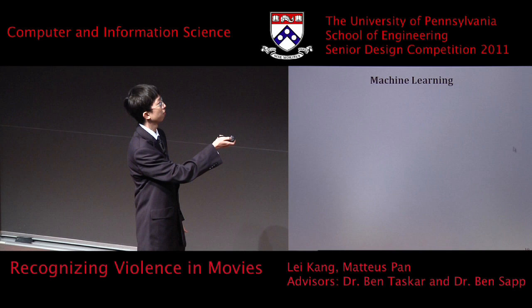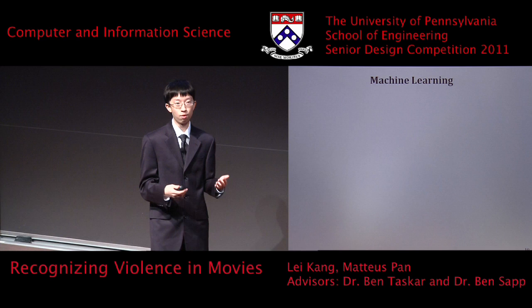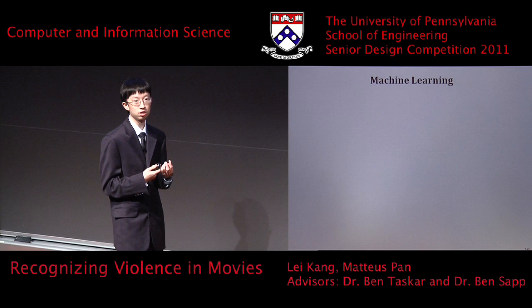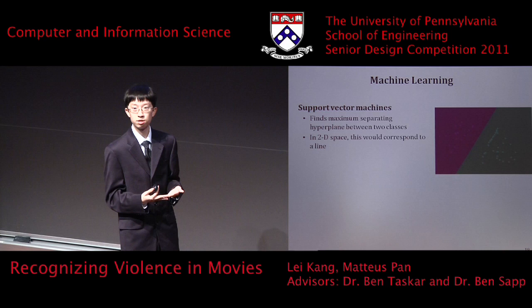Moving on is the machine learning component of our system. What machine learning does is it tries to find distinctive features that are best able to distinguish a shot as either violent or nonviolent. Our system employs two techniques to further this goal. The first is called support vector machines, SVMs for short.